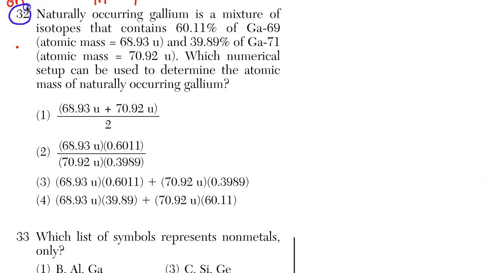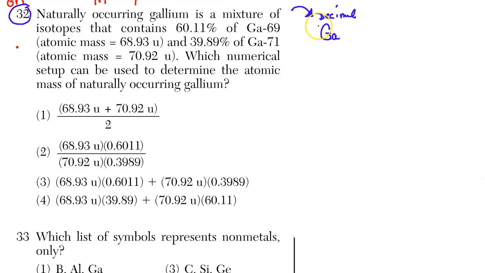Number 32, naturally occurring gallium is a mixture of isotopes that contain 60.1% of gallium-69 and 39% of gallium-71. All right. Which numerical setup can be used to determine the atomic mass of natural gallium? All right. So this is called the weighted mass problem. The reason why gallium has a decimal number, the reason why all atoms have decimal numbers in their atomic mass number, is because they're basically a weighted average of all the existing isotopes that exist for that atom.